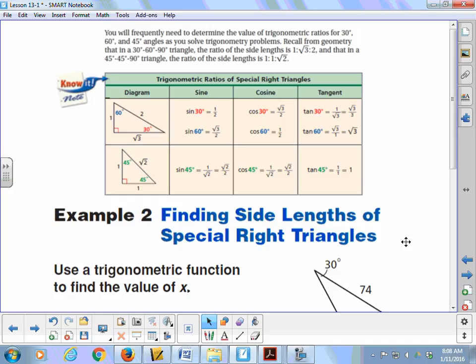Now, when you did geometry, you probably saw both of these, except they put x's next to the numbers instead of just the numbers. Because I could put any number in there, and that should be a true statement. So with the 30, 60, 90 right triangle, our 3 sides are 1, 2, and the square root of 3. And the 45, 45, 90 are 1, 1, and the square root of 2.